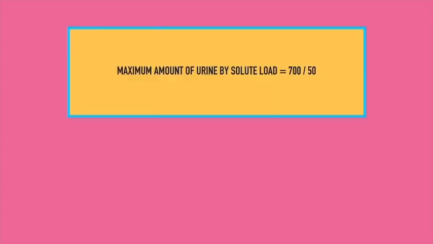And the maximum amount of urine that can be formed by this solute load is equal to 700 divided by 50, where 50 is the minimum concentration of the urine. So it is actually equal to 14 liter. So a person can make 0.5 liter to 14 liter of urine per day depending on the need.